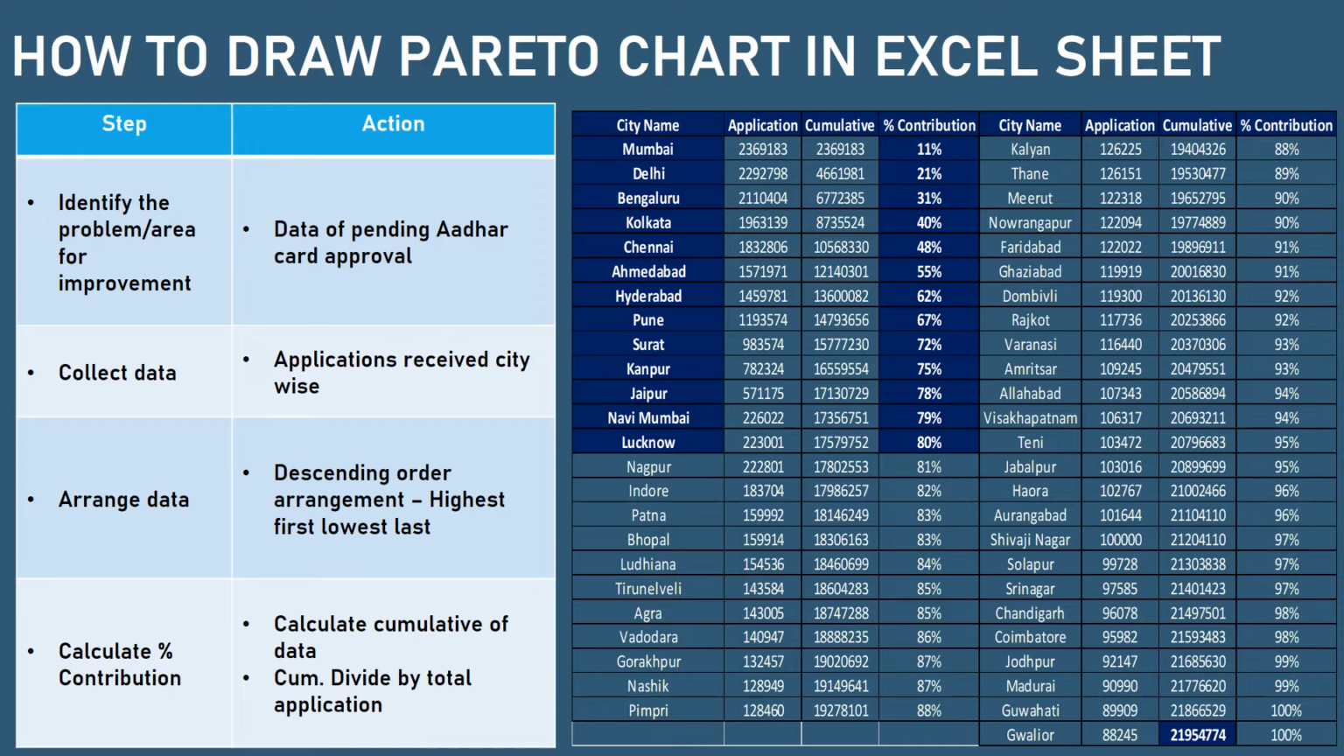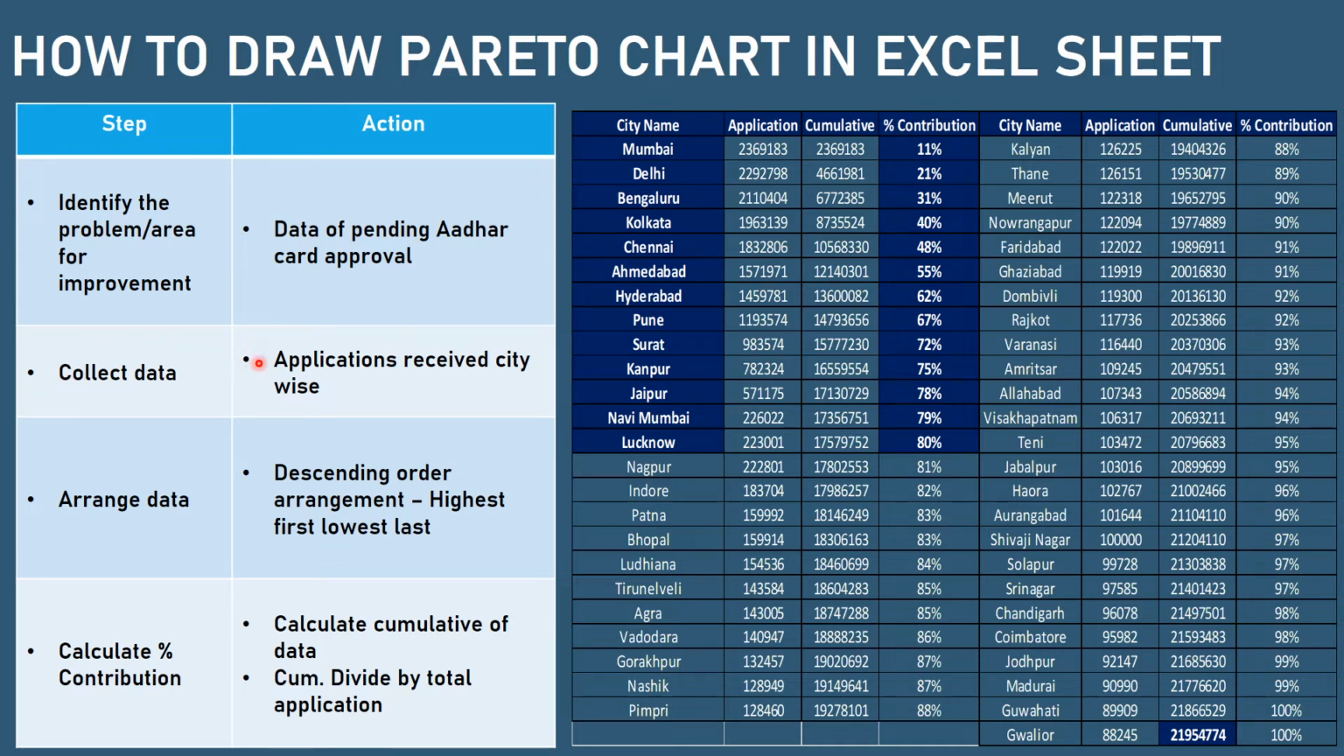So a small panel has been formed. They were confused and wanted to take a decision on how fast they can close all these applications. For that they collected the data of 50 cities. Across the 50 cities, the total pending is 2 crore 19 lakh 54,774 applications. With this data we'll proceed to make a Pareto chart.